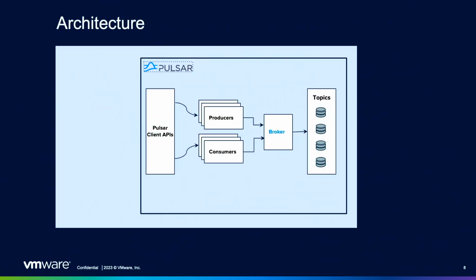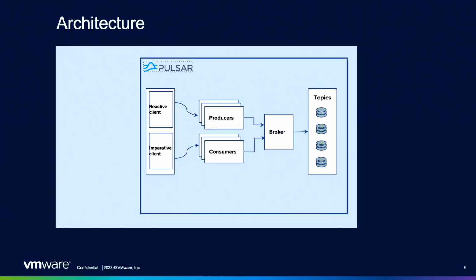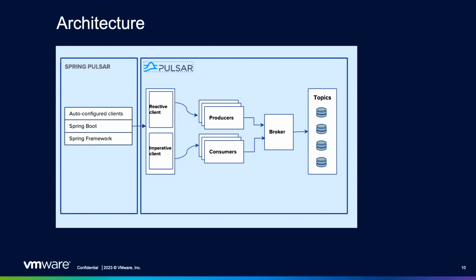If we look at the architecture a little bit, this is a simplified version of it. From the leftmost side, Pulsar gives Pulsar client APIs, and they have bindings for pretty much every language out there. We're interested in the Java bindings because we're Spring, and we want to put a Java front end on it. If we go a little bit deeper, they have a reactive client and an imperative client. The first thing we do in Spring for Apache Pulsar is auto-configure these clients. You can go into your YAML file and put spring.pulsar.service-url, start up your app, and you can inject a Pulsar client or a reactive Pulsar client.